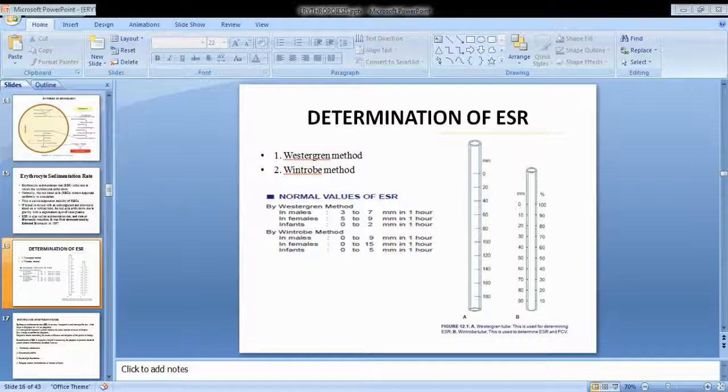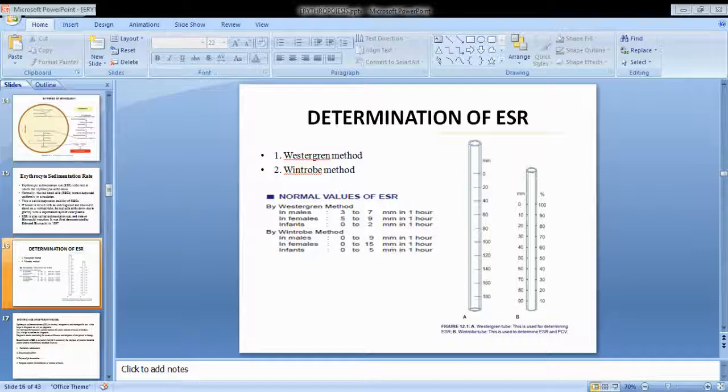Here the anticoagulant used will be EDTA. It will be loaded in the tube up to the 0 mark, and the tube is also placed on a rubber platform and made to stand. After 1 hour the reading will be taken. So this is how you can see the difference between the Westergren tube and the Winthrop tube.